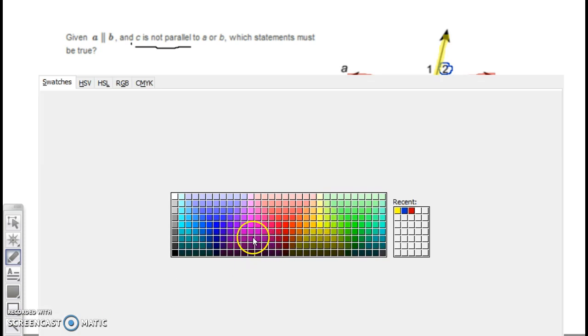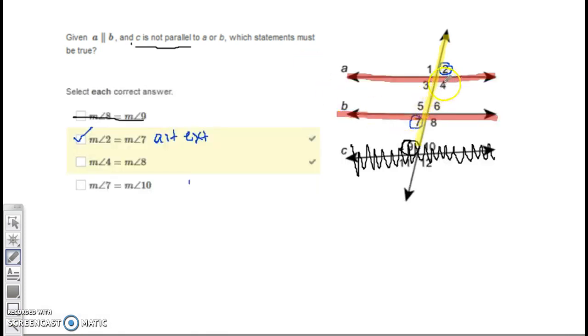All right, let's check another one. 4 and 8. Those are on the same side of the transversal and you skip an angle. That's called corresponding angles. And we know corresponding angles are congruent, so those measures are going to be equal.